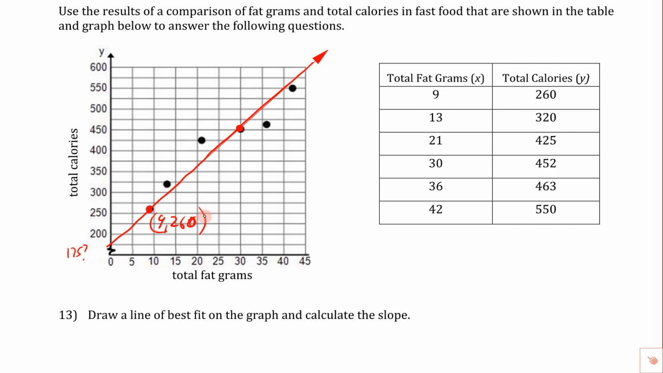And then the other one over here looks like it is, so it's this one right here, not the one at the very end or the second one. This is 30 and 450. Do we have a 30 and a 450? Not a 30 and 450, but 452, which looks pretty good. So this is 30 comma 452. All right, so we've drawn a line of best fit.